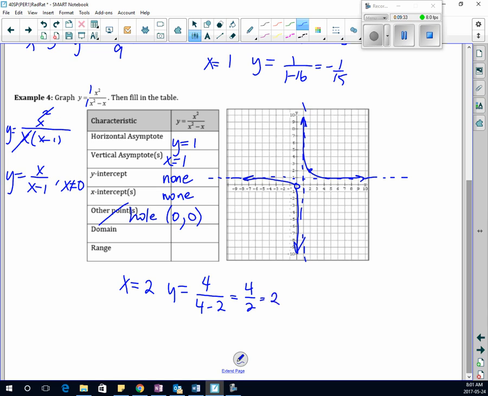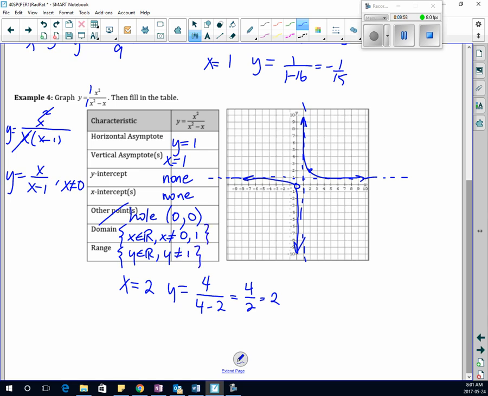So my domain is x is an element of reals. x can't equal 0 and 1. My range, y is an element of reals. What can y not equal? Looks like it's not equal to 1 at all. So y cannot equal 1.